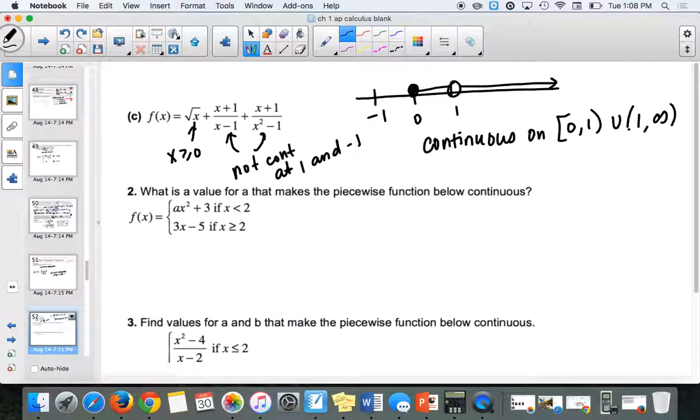Okay, the most common question for continuity on the AP test is like number 2. It says, what is a value for A that makes the piecewise function below continuous? Now technically what you should be saying is that the limit from the left is equal to the limit from the right. That's what we need in order for the limit to exist. In order for it to be continuous, we need it to be equal to f of 2.